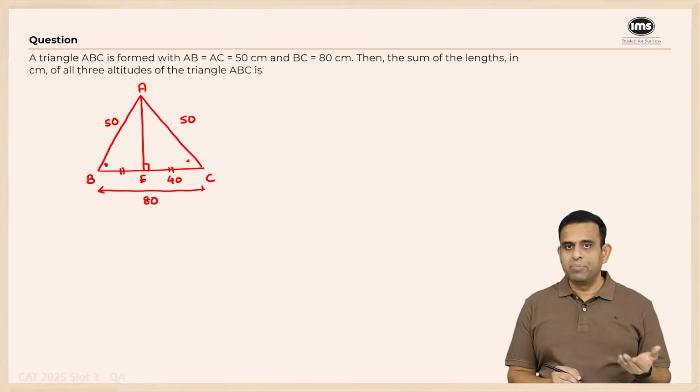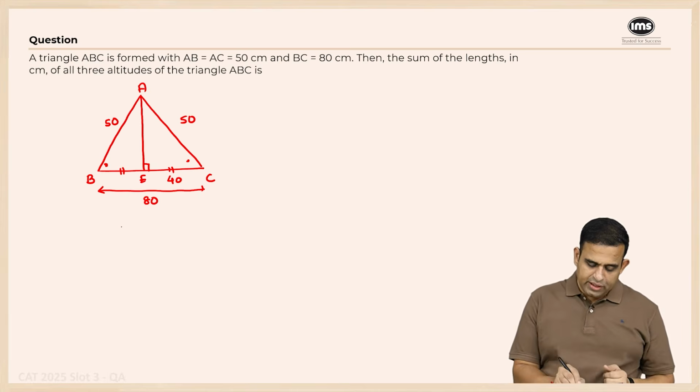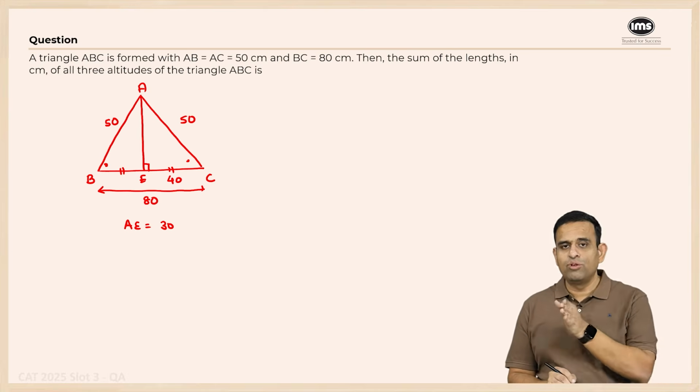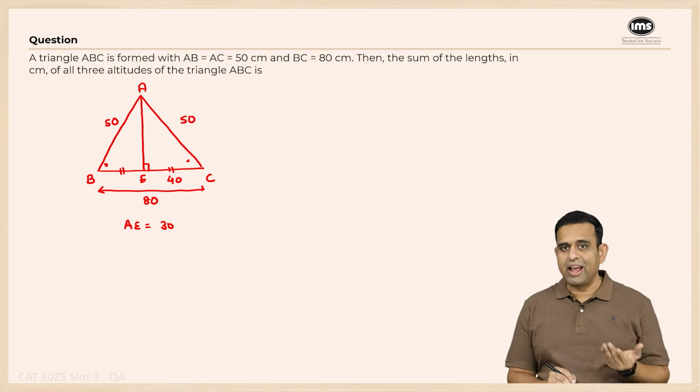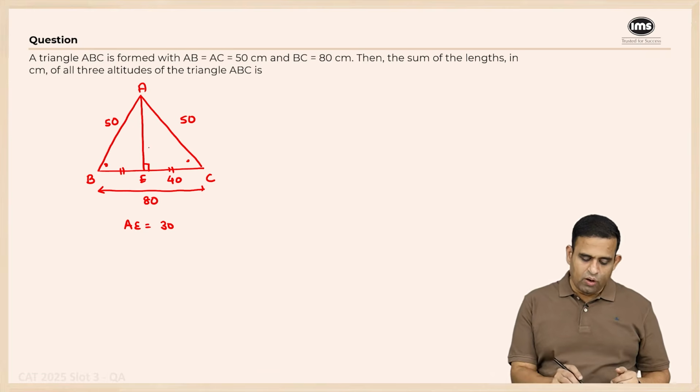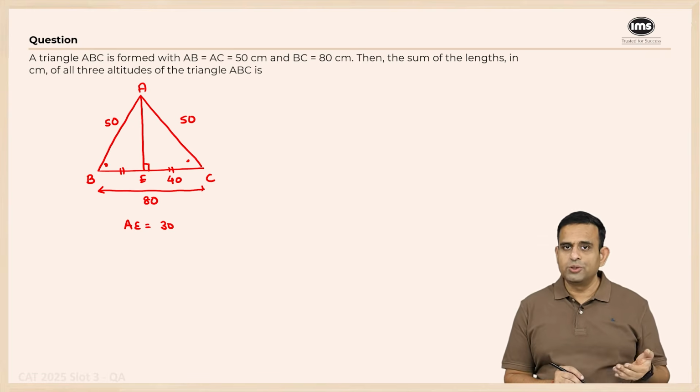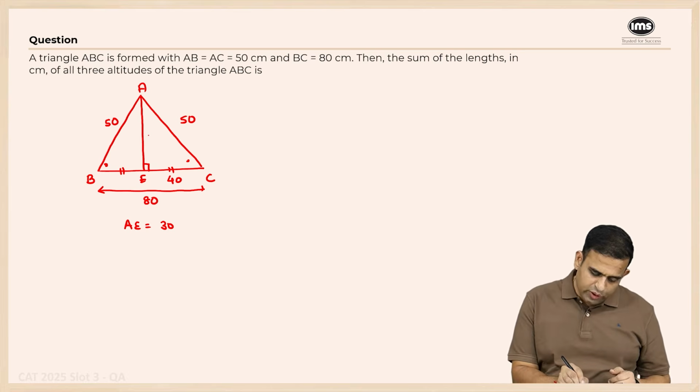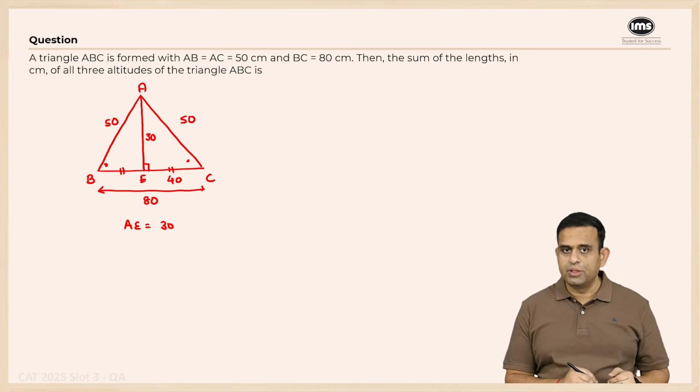If I use Pythagoras theorem, the length of AE will simply come out to be 30, because people know 3, 4, 5. So a 30, 40, 50 right angle triangle will satisfy this. Or AE square will be equal to 50 square minus 40 square, 2500 minus 1600 giving 900. So AE becomes equal to 30. So one of the altitudes is nothing but 30.